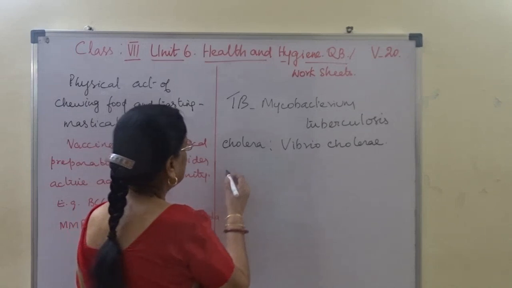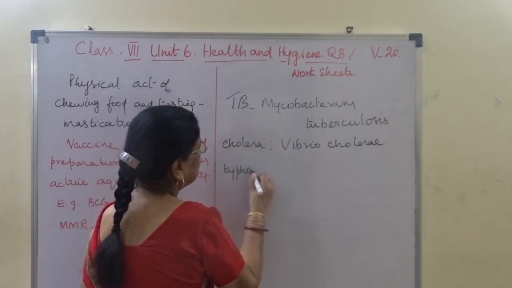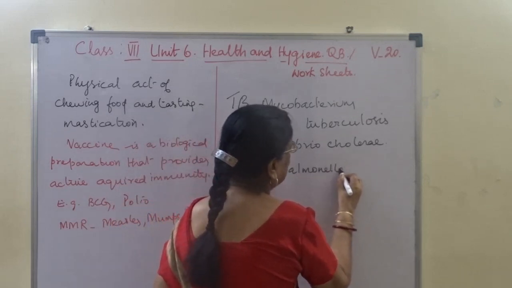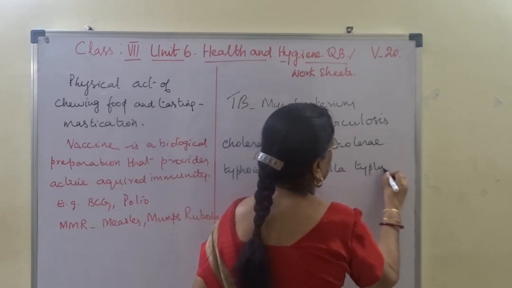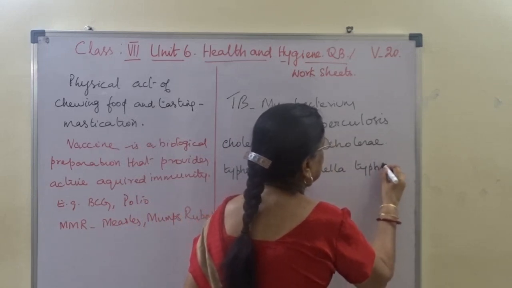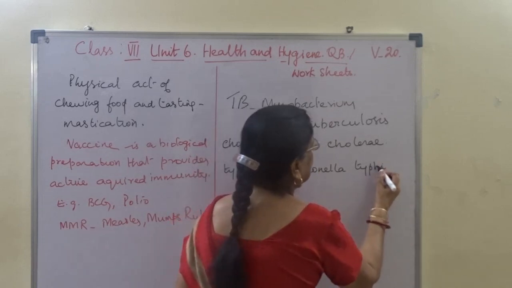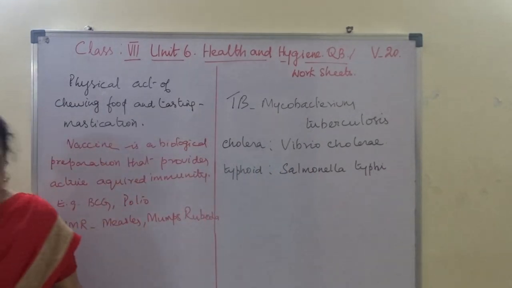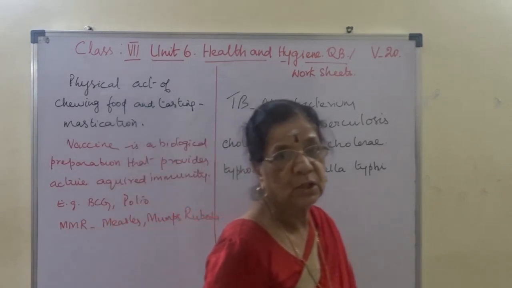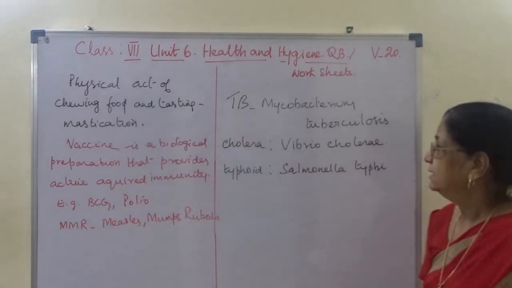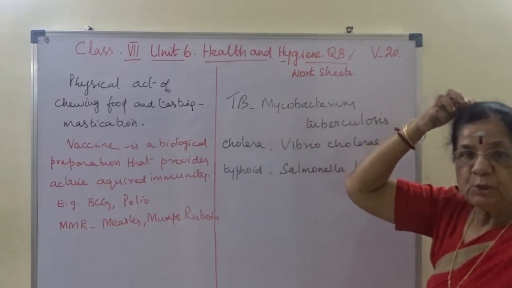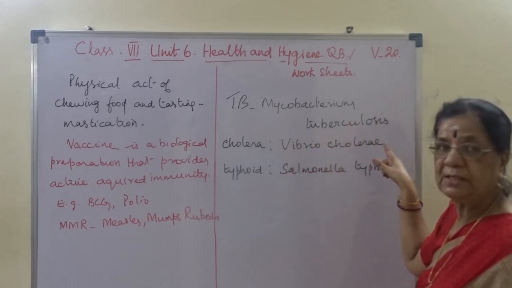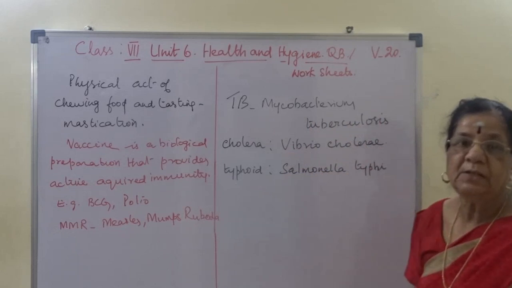The third one, again a bacterial disease, typhoid. It is Salmonella typhi. Salmonella typhi is the causative agent for typhoid. So, what are the causative agents? TB is tuberculosis, caused by Mycobacterium tuberculosis; cholera by Vibrio cholerae; typhoid by Salmonella typhi.